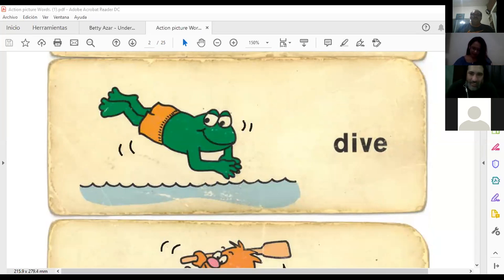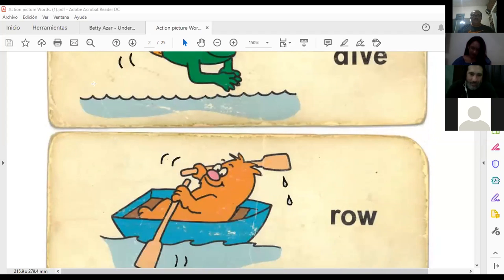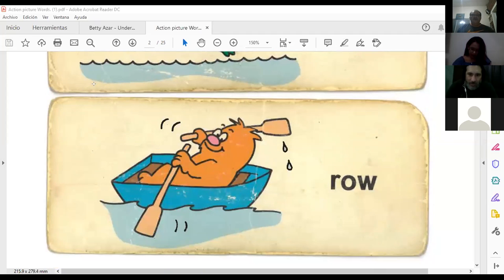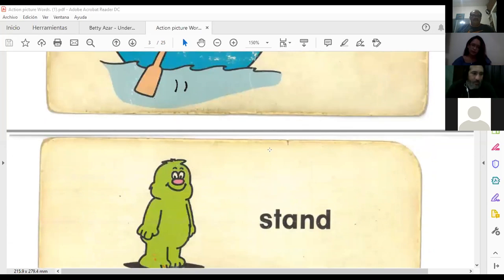Diving, right? So this is the one that we have. This is when we swim, right? When we swim and then we throw ourselves into the water. Into the water. Okay, into the water. Row, row, row. This is, for example, when we are on a boat. Okay, so these are different.